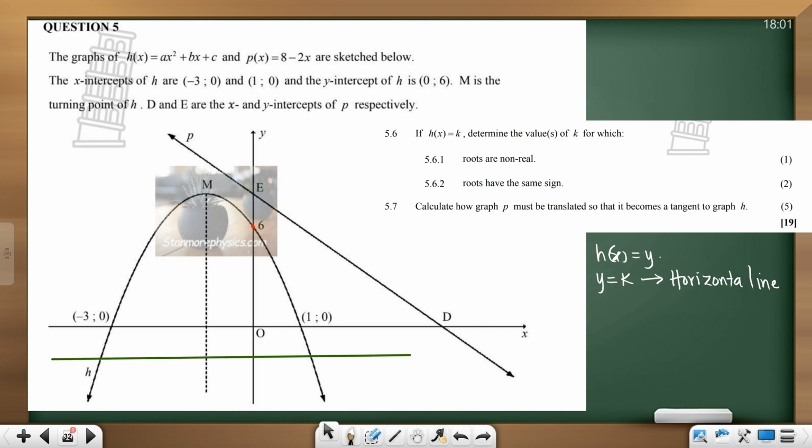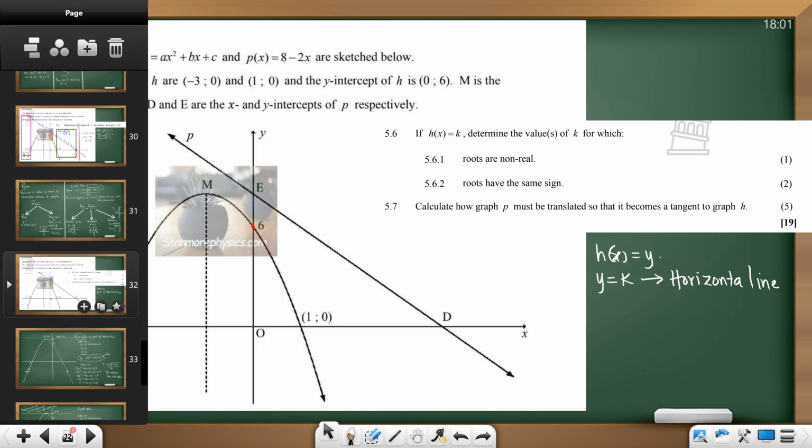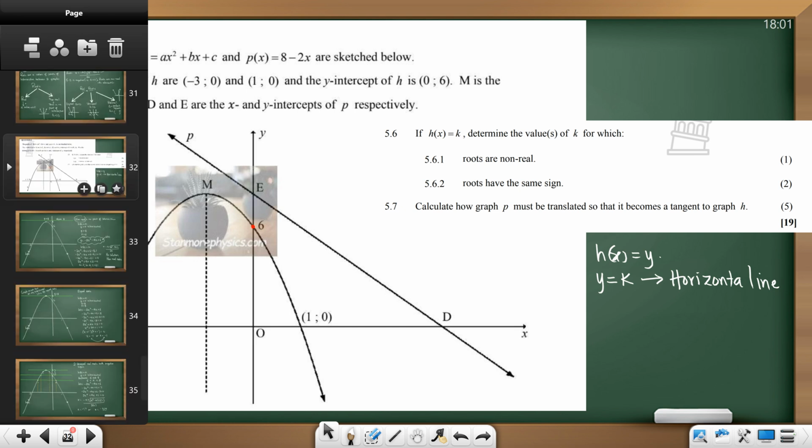Let me answer the last one and release you. I also have a class now. Calculate how graph P must be translated so that it becomes a tangent. Oh, this is a beautiful one. This is a beautiful one. Come, let's do this together.